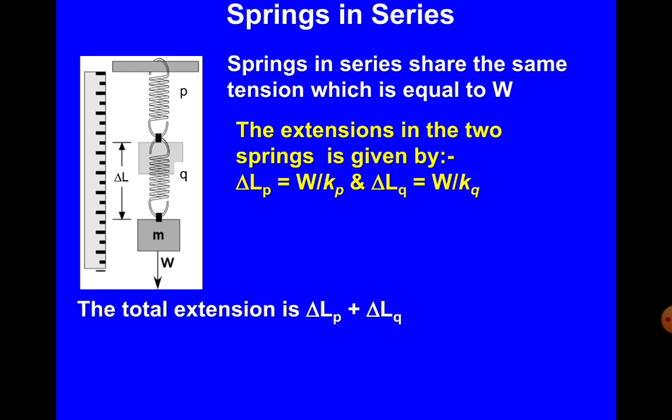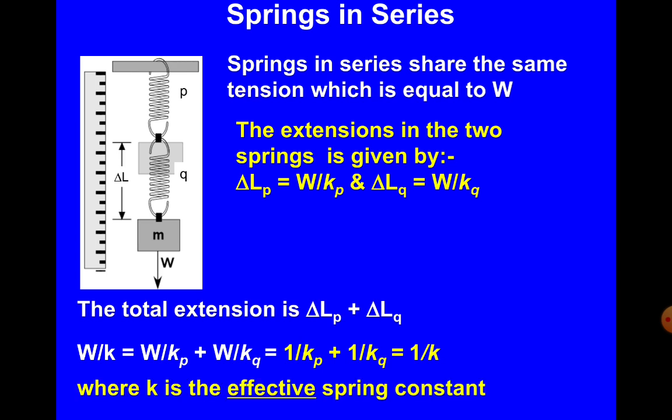We can use this again using the formulas, and we see that the total extension is delta LP plus delta LQ. So we can find a relation for the effective K. We don't look at the formula, but you can just simply reason. As we get a double extension with the same load compared to a normal one, we get a gradient that's actually much lower, and the spring constant is then half.